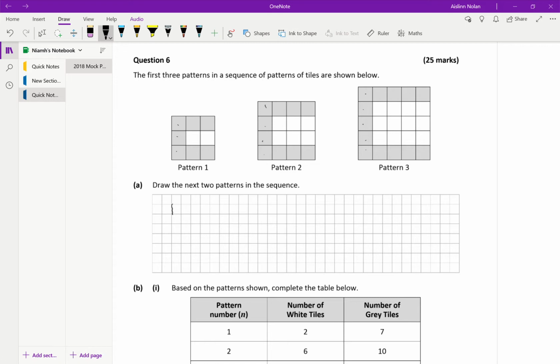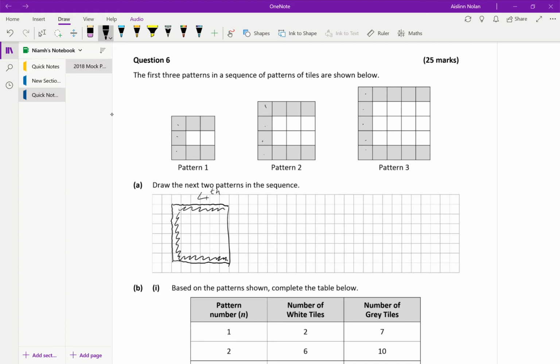So go 1, 2, 3, 4, 5, 6, and then it's going to be exactly the same across because they're squares. 1, 2, 3, 4, 5, 6. Obviously use a ruler, make it nice and neat. And then all you have to do really is shade in the ones around the outside. That's the fourth pattern.